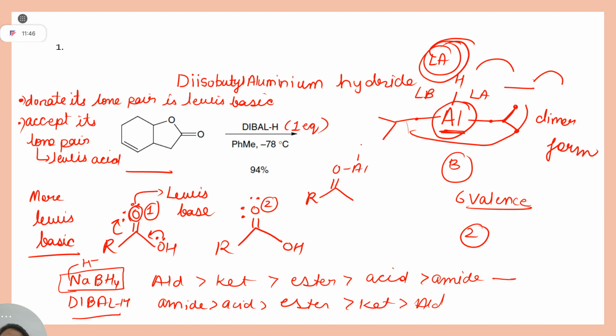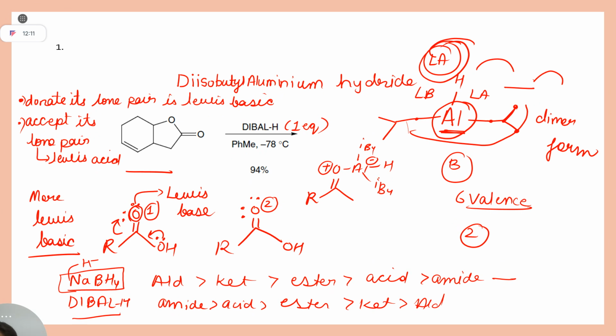First, it coordinates to the isobutyl H. If it coordinates, oxygen will have a positive charge. It has activated your carbonyl, right? Now you all know that as soon as aluminum has four bonds, it is curious to reduce that charge.